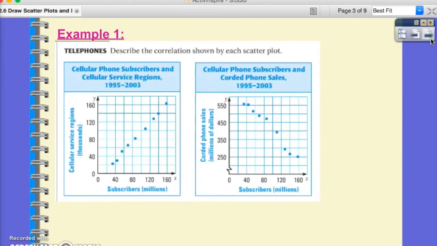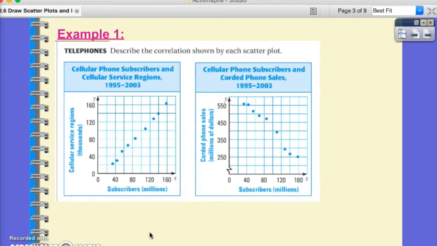All right, now knowing that it's positive, negative, or no correlation, let's take a look at the first example. And like I said, you're going to see a lot of word problems and data throughout the lesson. In the first example, I talk about telephones. It says, describe the correlation shown by each scatter plot. And actually, this is very applicable as well, because it very well could be someone's job to count the number of cell phone subscribers in cellular service regions. Any company, if they want to invest money, is going to pay someone to do research for them.